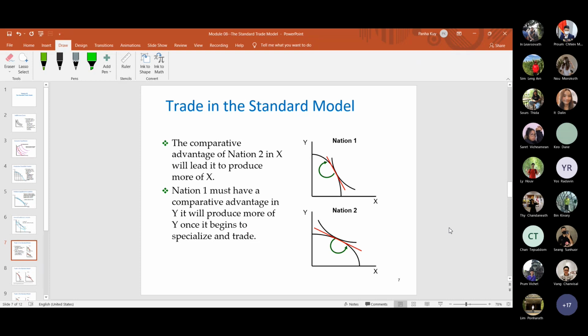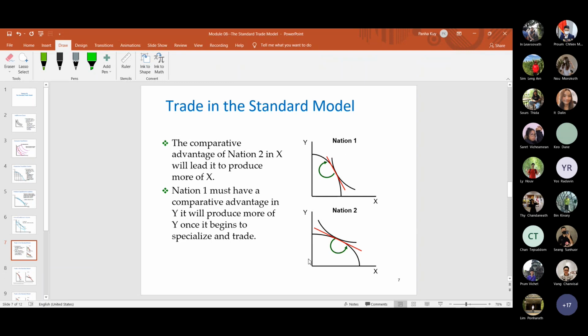So if you look at the trade in the standard model, how can we work with this? If you realize that you have a comparative advantage in X, it will lead you to produce more X. Why like this?